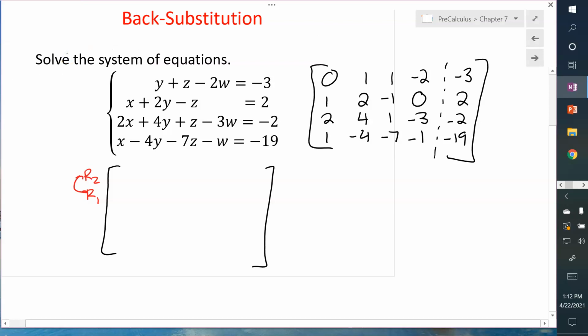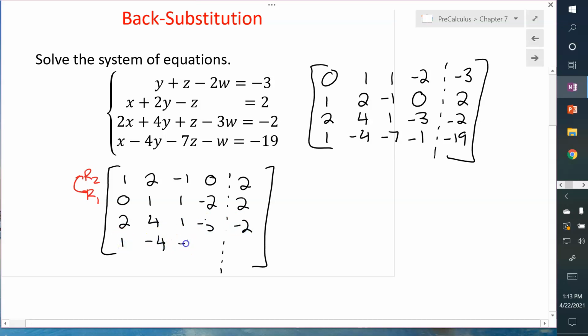So now I'm going to put row 2 where row 1 was. So I have a 1, 2, -1, 0, 2. And then row 1 is going to be 0, 1, 1, -2, 2. I didn't make any changes to row 3. So 2, 4, 1, -3, -2. And I didn't make any changes to row 4. So 1, -4, -7, -1, -19, and that was a -3 that disappeared.